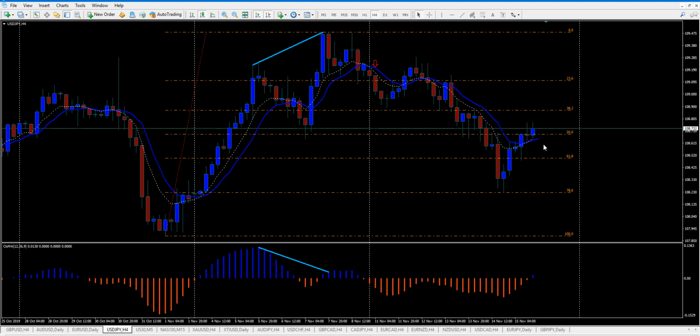The question is, will it go back up from here, or will it continue down and go lower and take out these lows from 2 weeks ago? Well, we have to wait and see.